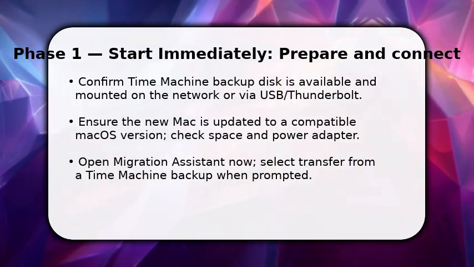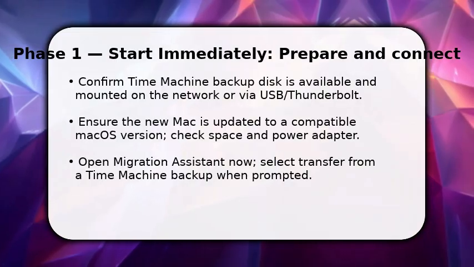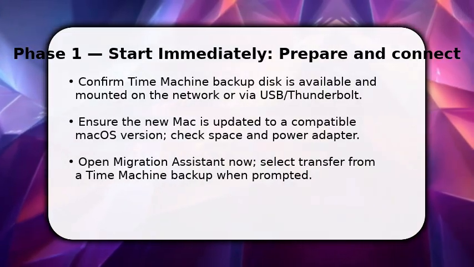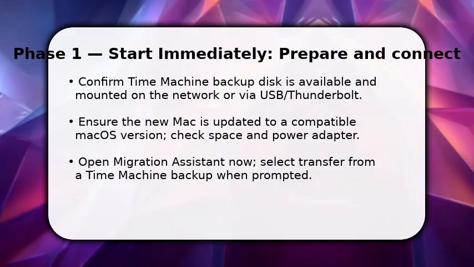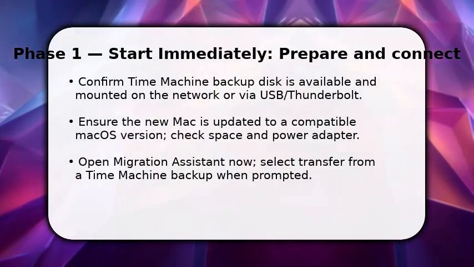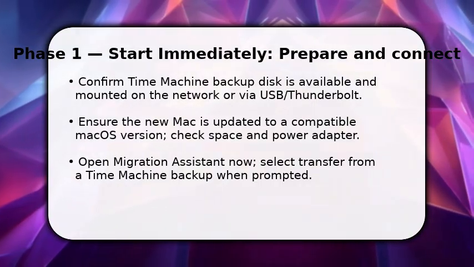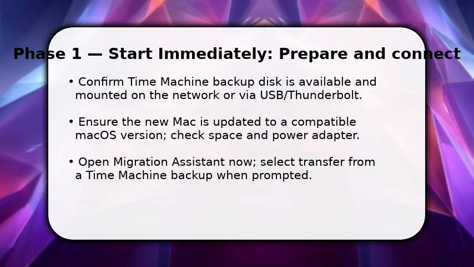Open Migration Assistant in Utilities, choose Transfer from a Time Machine backup, and follow the prompts. This step kicks off the authentication and catalog read, so wait while the backup list appears. Do not interrupt the disk activity.